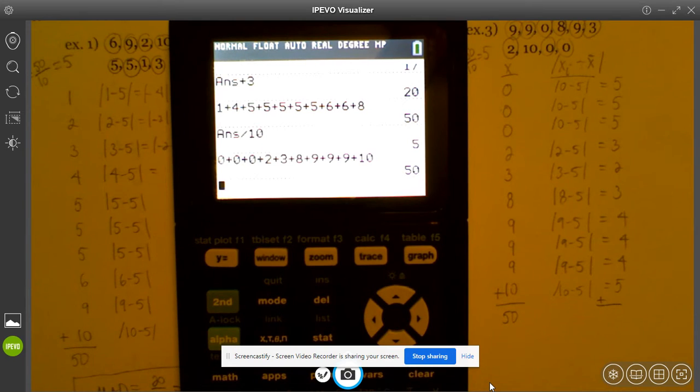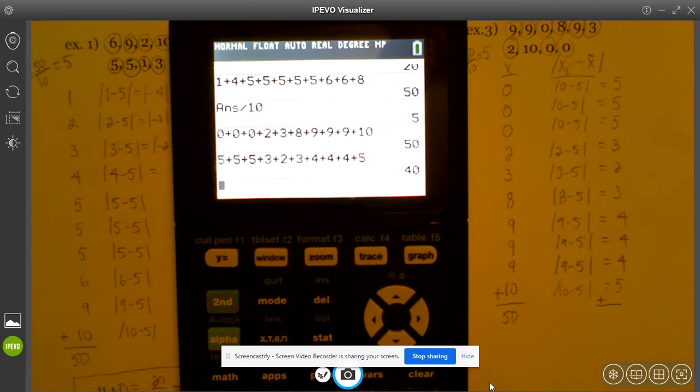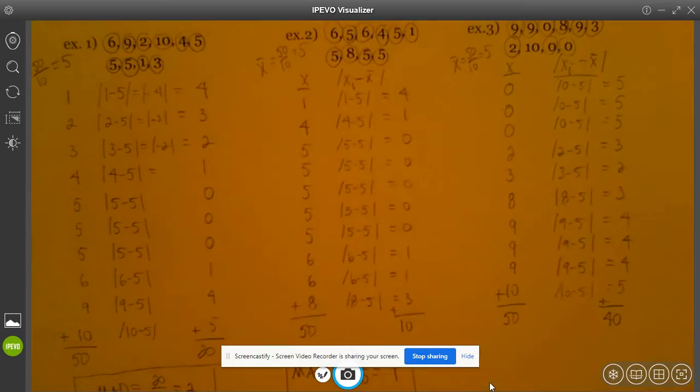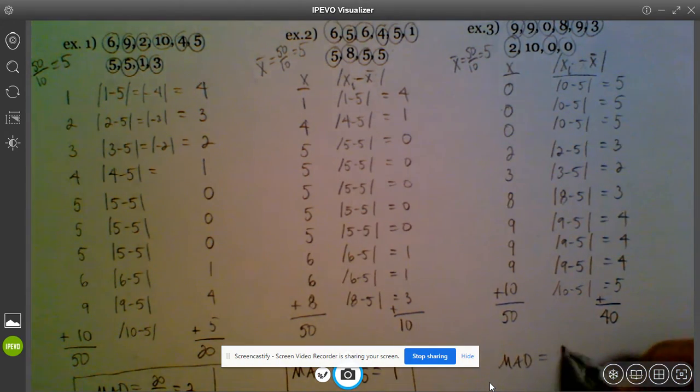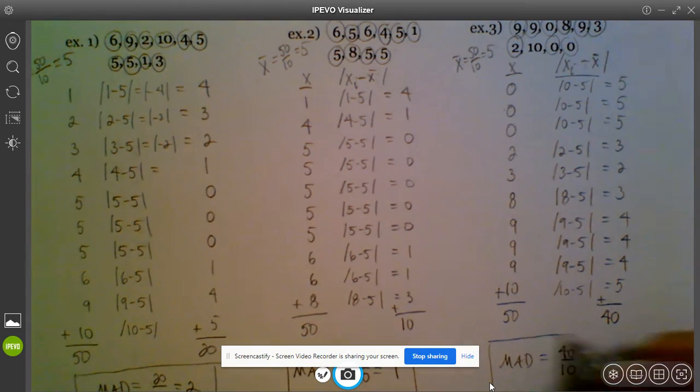So let's find our mean here. 5 plus 5 plus 5 plus 3 plus 2 plus 3. Okay, so that adds up to 40. So the mean absolute deviation for this one is 40 divided by 10, which is 4.